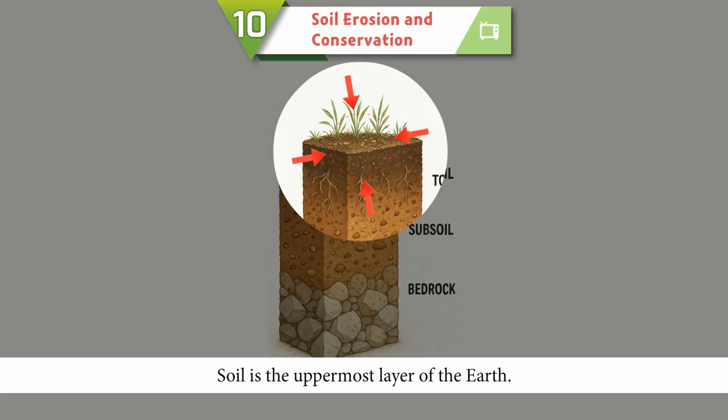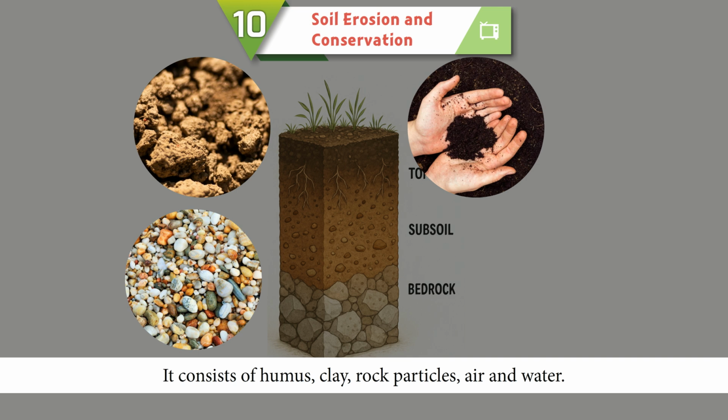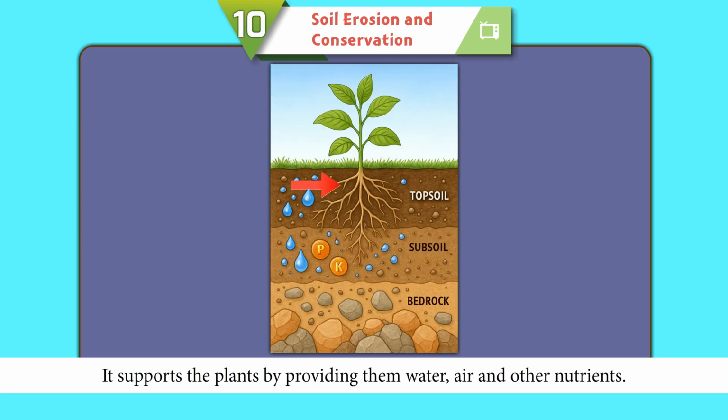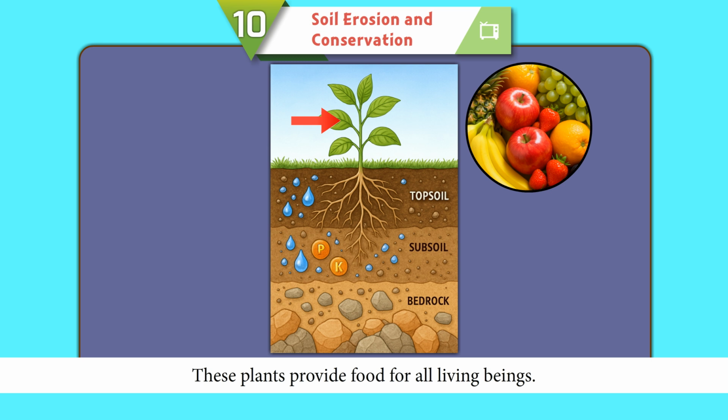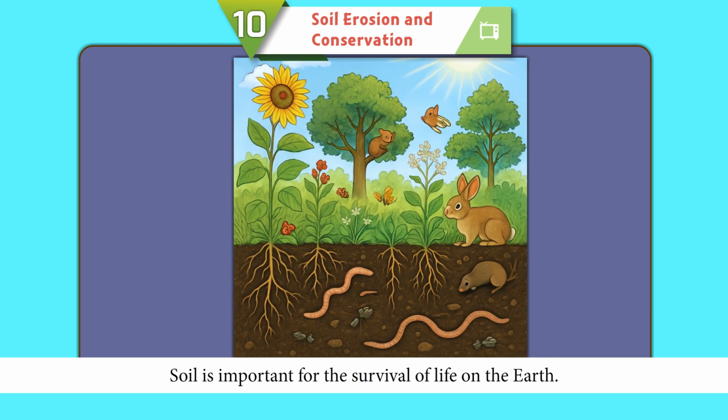Soil Profile. Soil is the uppermost layer of the earth. It consists of humus, clay, rock particles, air, and water. It supports the plants by providing them water, air, and other nutrients. These plants provide food for all living beings. Soil is important for the survival of life on the earth.